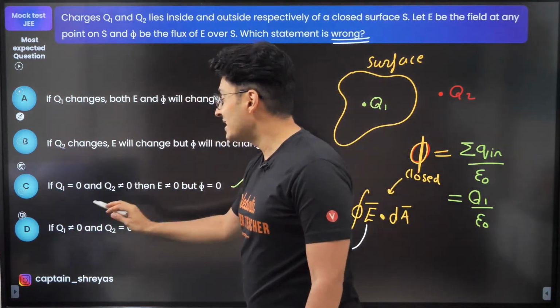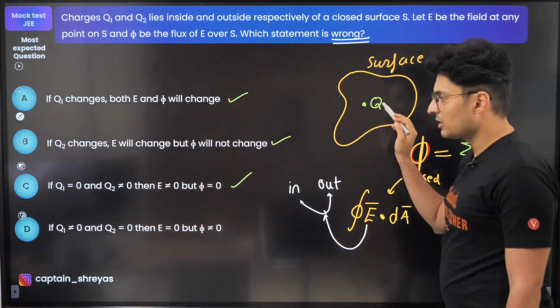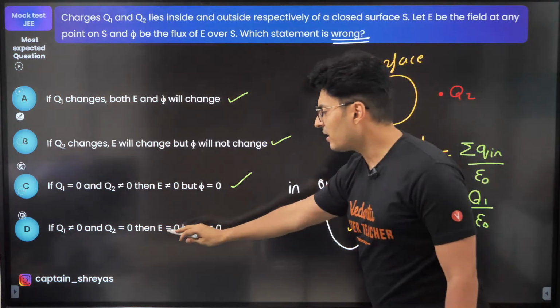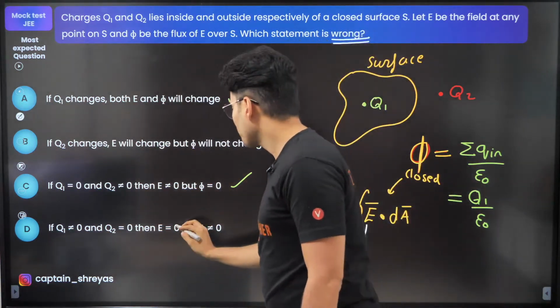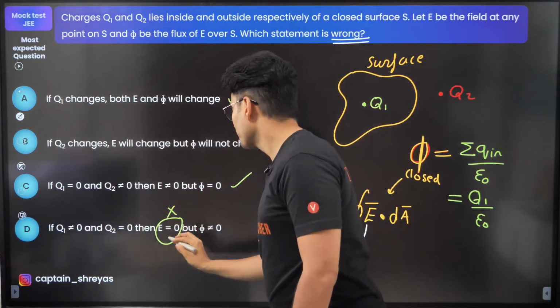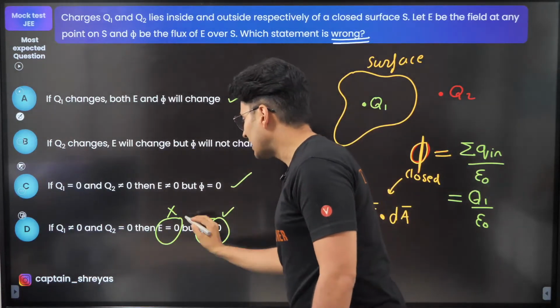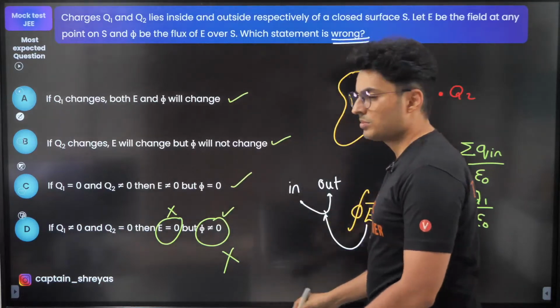But still, if the inside charge is there, that means it is not 0. Outside there is no charge, then the electric field is 0? Wrong. This is definitely wrong. And the flux is not 0? Yeah, this is correct. But as a statement, this is wrong. So option D is wrong.